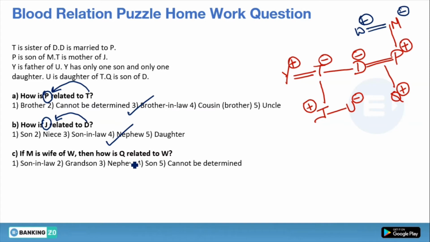Okay, then how is Q related to W? First we have to check the gender of Q. Yes, we know the gender, so we can find out our answer. Then we have to check from W to Q. Okay, sons, sons, sons means grandson. So option number 2 is correct. I hope you got this.